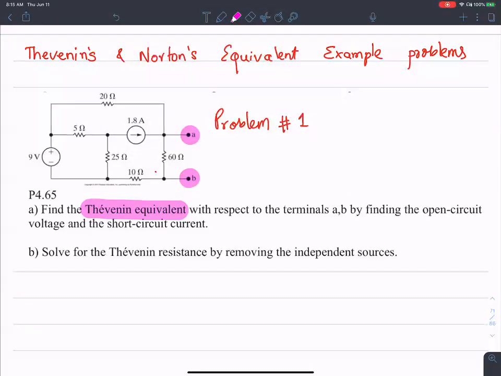And there are 2 ways we can do it. The first way is to solve for open circuit voltage. We'll do that technique, and then solve for Thevenin resistance. So there are 2 steps that we have to do. We have to solve for open circuit voltage, VTH, and then the next step is to solve for Thevenin's resistance, RTH.